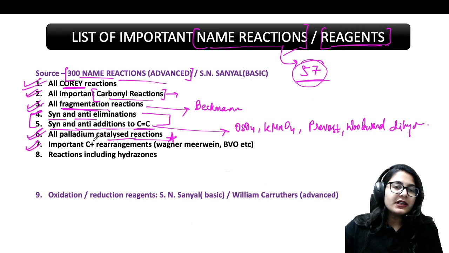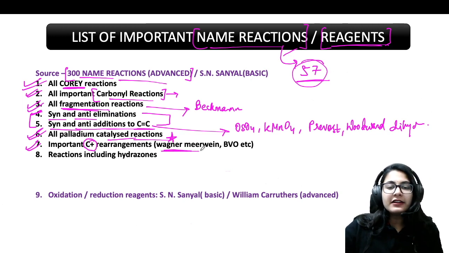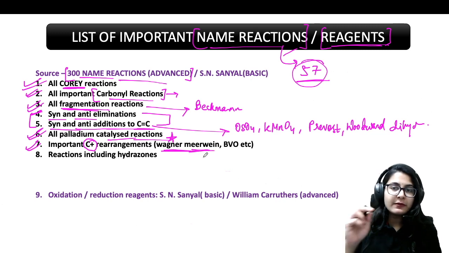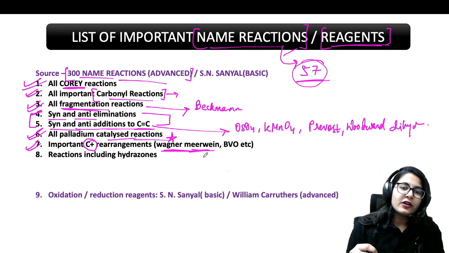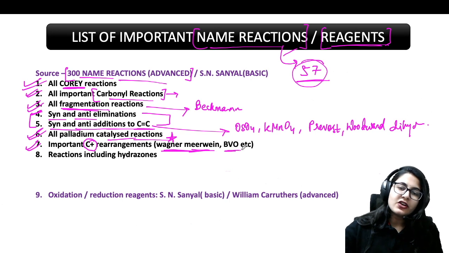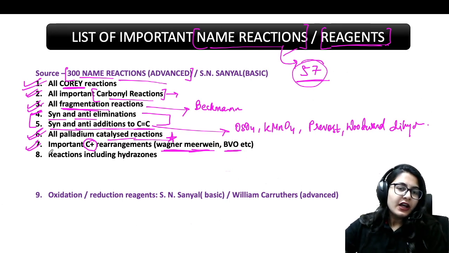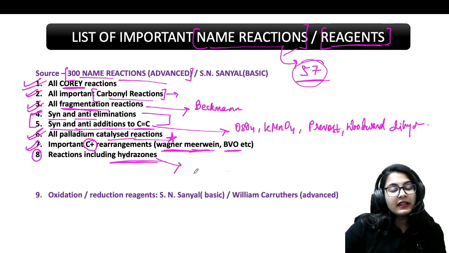All the important carbocation rearrangements, what are those? Wagner-Meerwein rearrangement and similar rearrangements, which involve a carbocation, like your pinacolone, like dienone-phenol. Those are also involving carbocations, right? Baeyer-Villiger oxidation, etc. Okay, now an important one, reactions including hydrazone. So if you can think of any reaction including hydrazone, that will be Shapiro.